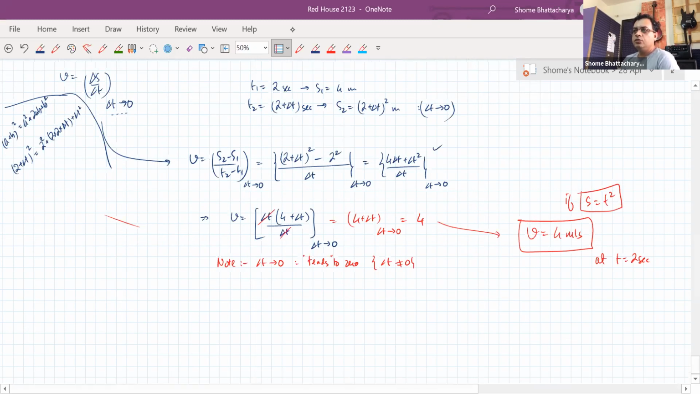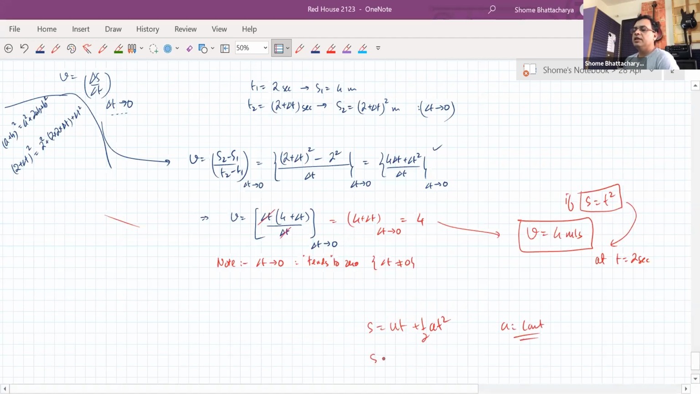Okay, so hope this is clear to all of you. Yes, sir. By the way, does anybody have another approach to this? How can we come from this conclusion to this conclusion? Okay. s is equal to ut plus half at square, when a is constant.